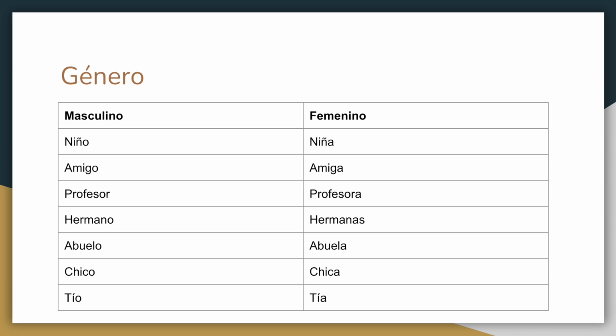Sometimes the word doesn't always have an O at the end. Profesor doesn't have an O at the end, but you know that it has to be male because the female version of profesor is profesora, and that has an A in it, so it's female. So the rule is if a word ends in O, it's male, and if a word ends in A, it's female.